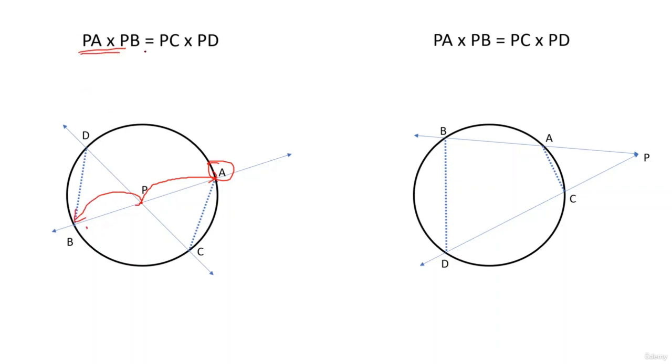And right hand side क्या होगा guys? दूसरे secant का पहला point C. PC into दूसरे secant का दूसरा point D. So PC into PD, right? So PA into PB is PC into PD. This is what you're supposed to remember. Same thing you can remember here also, right, guys?